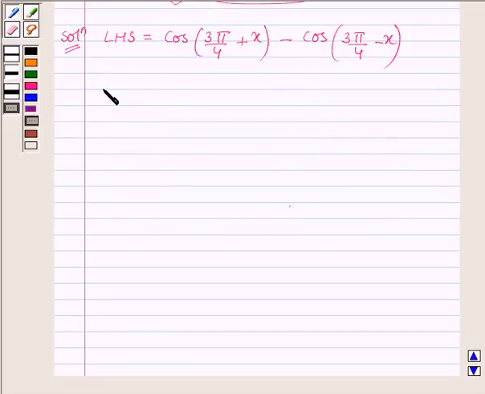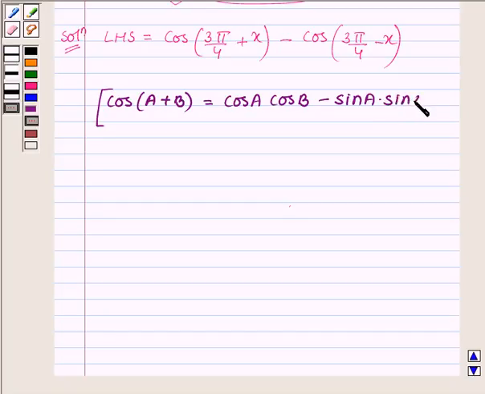First let us learn some simple identities which say cos a plus b is equal to cos a into cos b minus sin a into sin b. Second is cos a minus b is equal to cos a cos b plus sin a sin b.